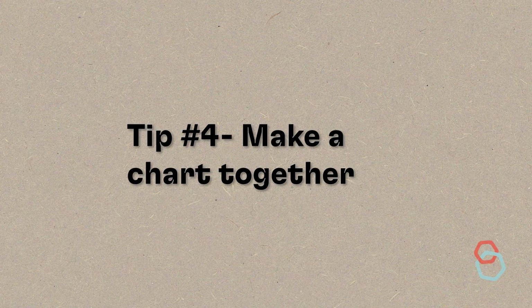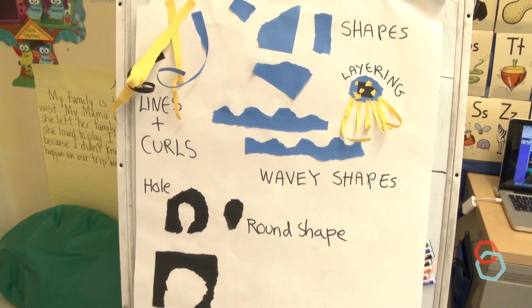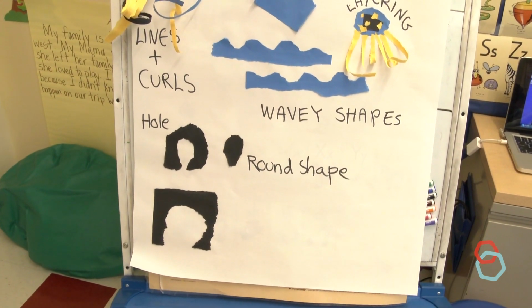Tip number 4. Make a chart together. Work with your class to make a visual chart of all the torn paper collage techniques that they've learned and encourage them to continue adding to it as they discover more.